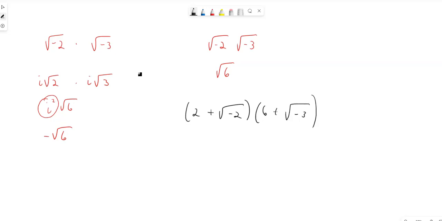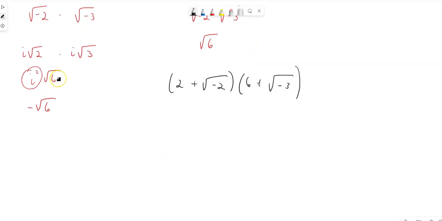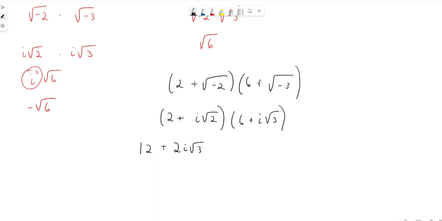So the first thing is we'll replace those square root of negative 2's and square root of negative 3's with their i representation. So I'll get 2 plus i square root of 2, 6 plus i square root of 3. And then we FOIL. 2 times 6 is 12, plus outside terms give me 2i square root of 3. Inside terms give me 6i square root of 2. Last terms give me i times i is i squared times the square root of 6.